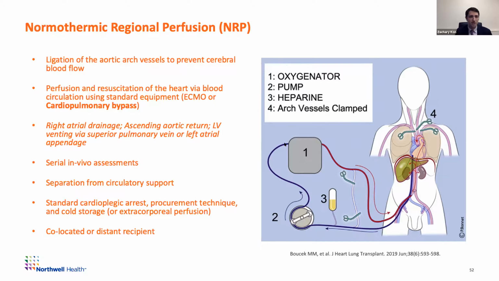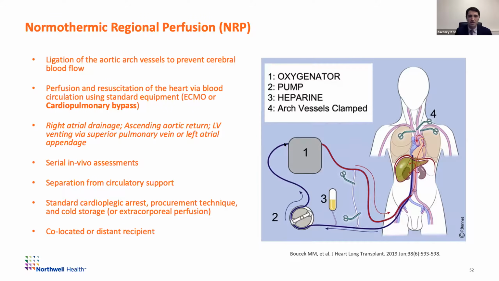But the case proceeds just like any other DCD. So care is withdrawn, there's cardiac arrest, there's a standoff period, and then a formal declaration of death by circulatory criteria. And I think that's a really important distinction. We are not causing brain death and then taking a brain dead donor's organs. This patient is dead, and we are taking organs from a circulatory death patient.